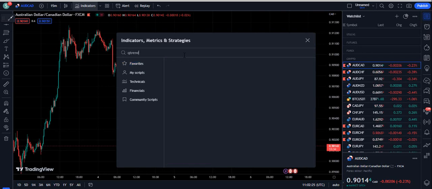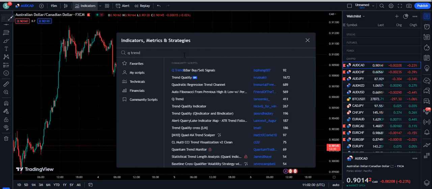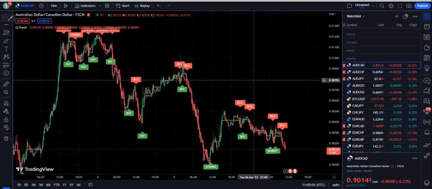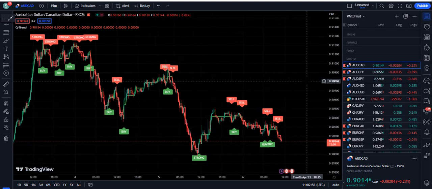Okay guys, we need to attach two indicators. First of all, we are going to write the first indicator, that is called Q Trend. When we write Q Trend, you can see that we have a lot of indicators, but we are going to use the Q-Trend from Tarasenko. The name of the author is Tarasenko, and you can see that this is only used by few traders. That's why the number is quite low, 411, but this is a quite powerful indicator. We are going to use this one, and this provides us some key buy and sell signals.